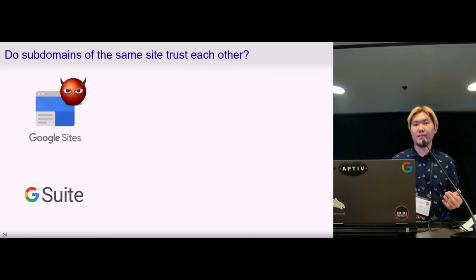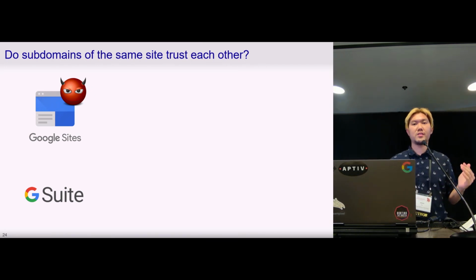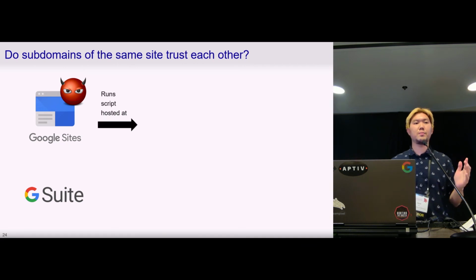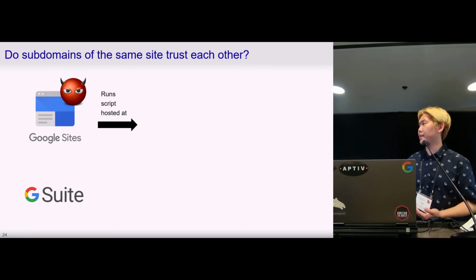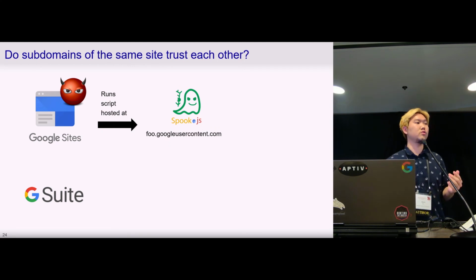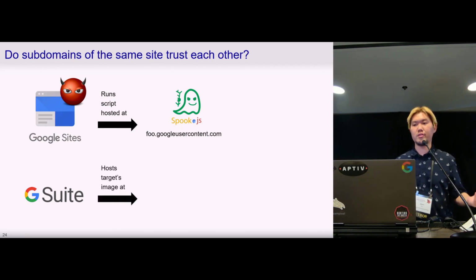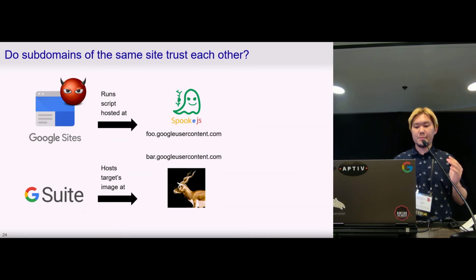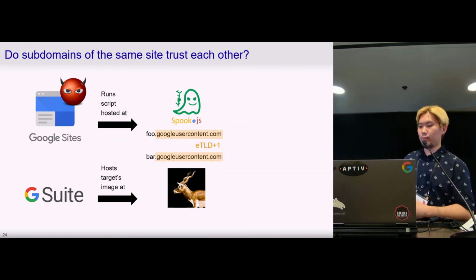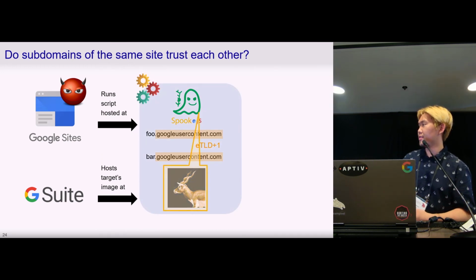Last but not least, we exploit that two subdomains of the same site don't necessarily trust each other. Here we set up a personal Google site and package the Spook.js code within. However, Google uploads and hosts user-supplied JavaScript to a subdomain of googleusercontent.com, let's say foo. On the other hand, if our target uploads an image to their personal Google workspace, Google will also upload and host user-supplied media to a different subdomain of Google user content, let's say bar. Because the Spook.js code and the image are hosted on subdomains of googleusercontent.com, they share an ETLD+1 and are eligible to be consolidated. This lets Spook.js read the image data and reproduce our leaked antelope to the right.